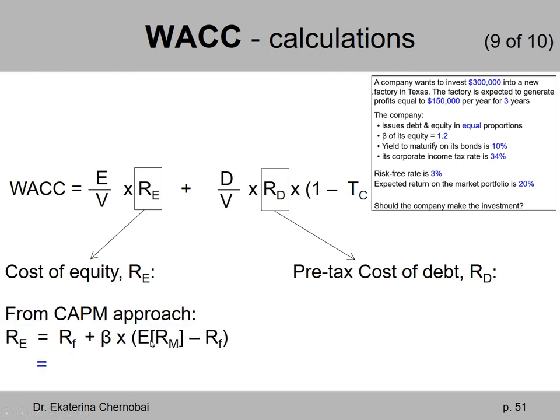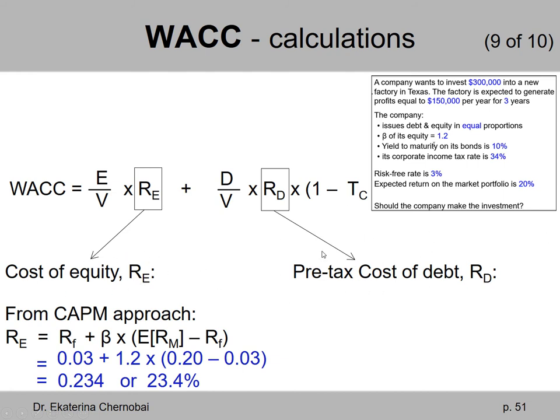So from the CAPM approach, we have the risk-free rate, 3% or 0.03 in decimals, plus the beta of the stock, 1.2, multiplied by the expected return on the market, which is 20% or 0.2, minus the risk-free rate, 0.03. This gives us 0.234 or 23.4%. So on the money provided by investors who buy the firm's common stock shares, it will have to pay back every year 23.4% of that money. That's for the common stock part.